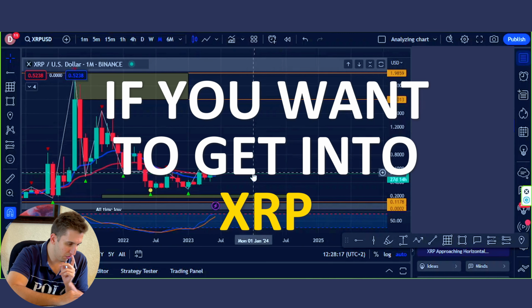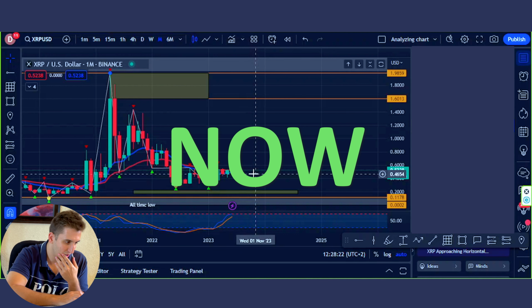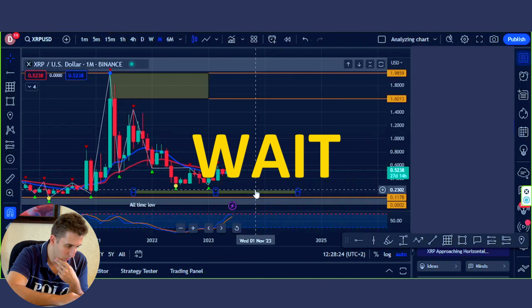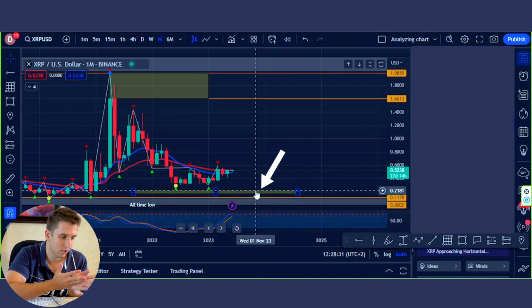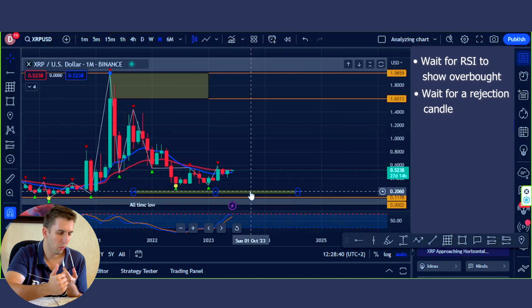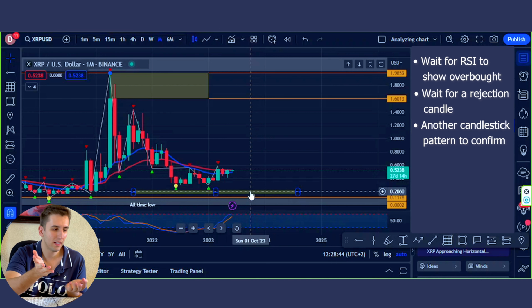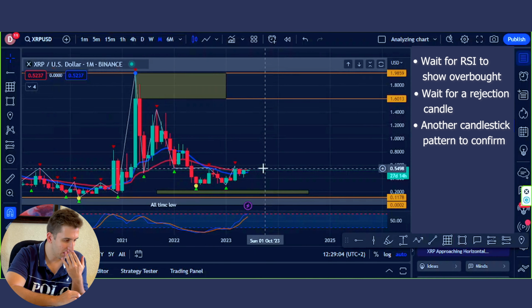So ideally, if you want to get into XRP, you can either get in now, because obviously there are a lot of confluences, or you can wait until it gets to this specific support level and either pull the trigger and invest straight away, or if you want a better entry and a little bit more confirmation, you wait for the RSI to show overbought, or you wait for a rejection candle or some form of candlestick pattern to get in.